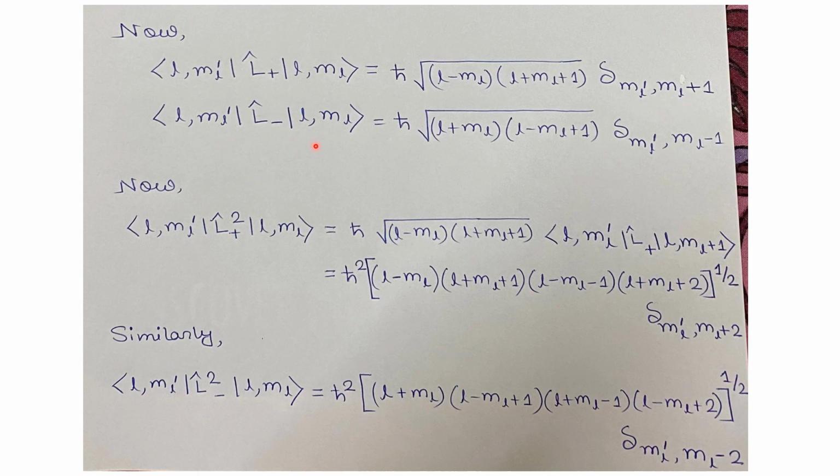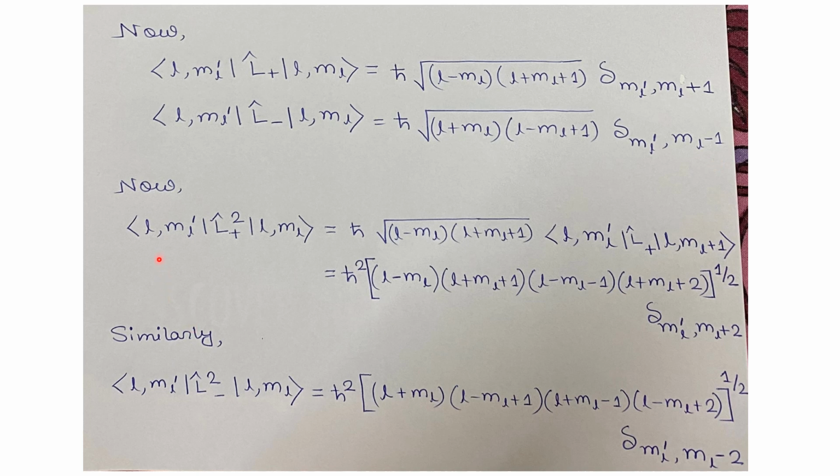Similarly, for this matrix element, the L minus cap operator sandwiched between these two states ⟨L, ml dash| and |L, ml⟩, it will give h cut times root over (L plus ml) times (L minus ml plus 1) times this delta function, delta of ml dash, ml minus 1.